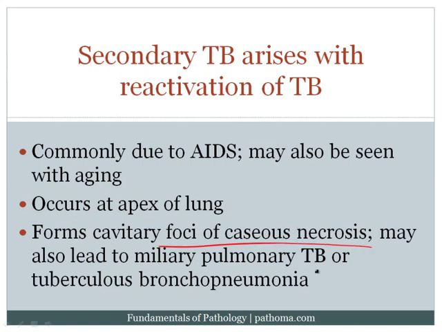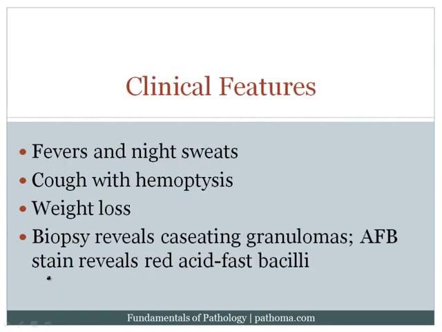They can also develop miliary pulmonary TB, where you've got tiny little regions of TB scattered across the entire lung, or they can develop a bronchopneumonia due to TB. So they would get this classic bronchopneumonia pattern, but of course this would be due to TB. Clinically, these are the patients that present with fever and night sweats, cough with hemoptysis, and weight loss. Eventually a biopsy would be performed, and it would reveal caseating granulomas.